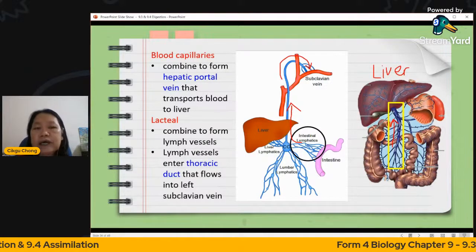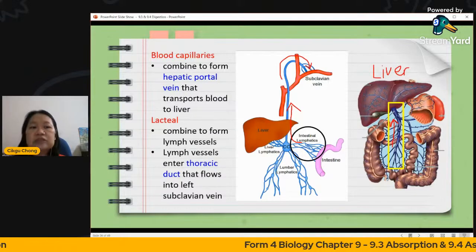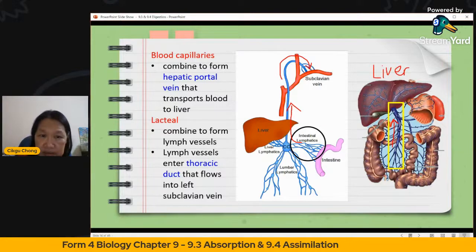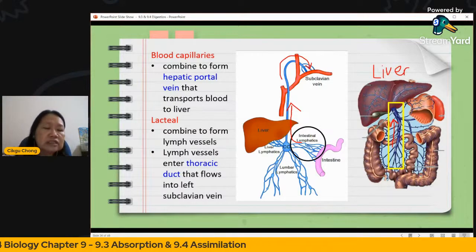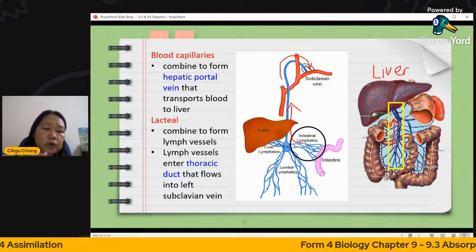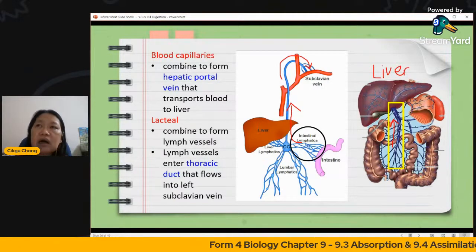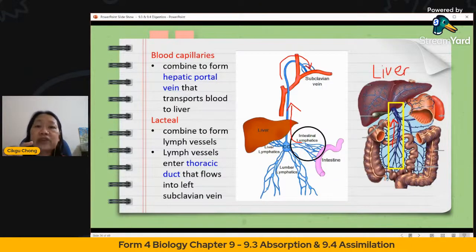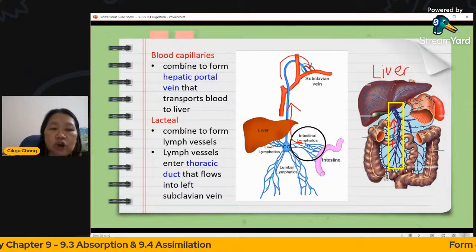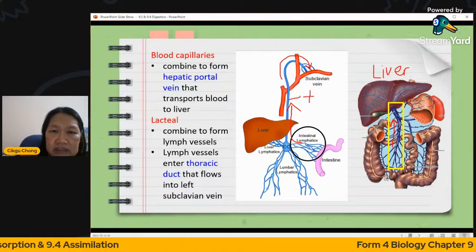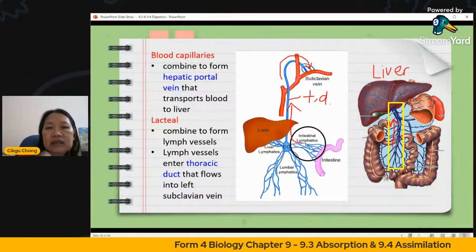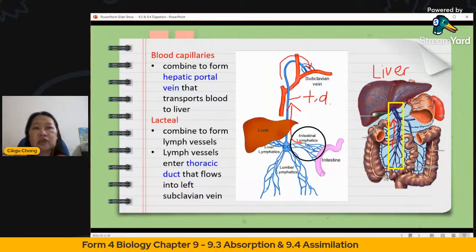So now, for your chapter 9, you just need to know that your lacteal is all connected into this lymph vessel. Your lymph vessel collects all these nutrients like your vitamin A, D, E, and K, and also the glycerol and your fatty acid. They recombine into fat droplets, and they all go into this thoracic duct. So this is your thoracic duct, and it pours back into the subclavian vein. So it makes its way back into the blood system.